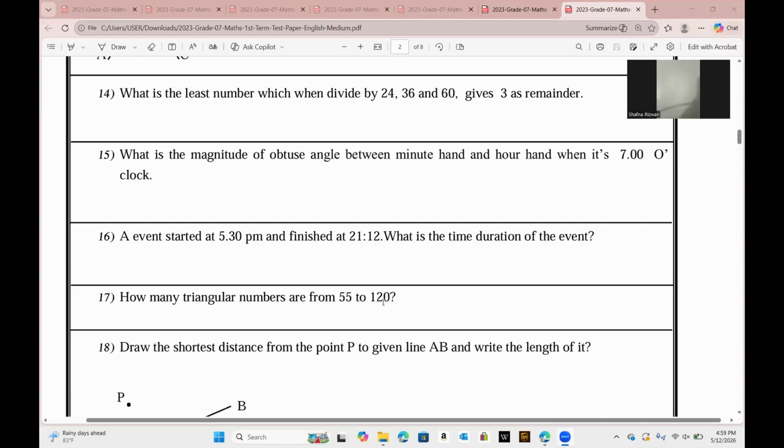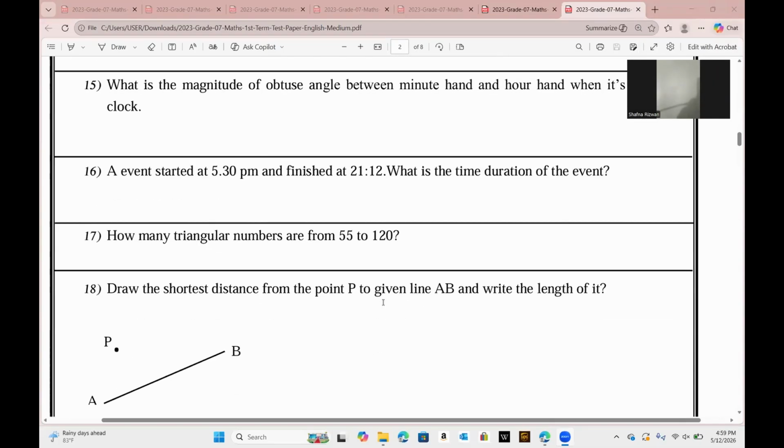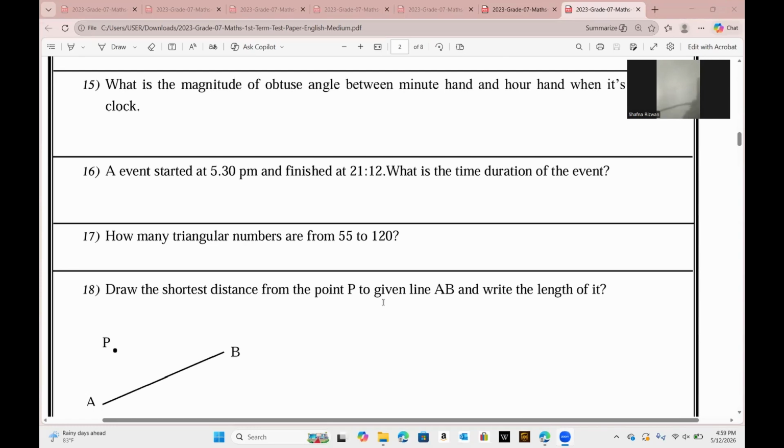Okay guys, now let's go to our next question. Okay, now they have given you something like this. What is it? They have told you that an event has started at 5:30 p.m. and it is finished at 21:12. Then what is the time duration of this event? So what can you all do here?